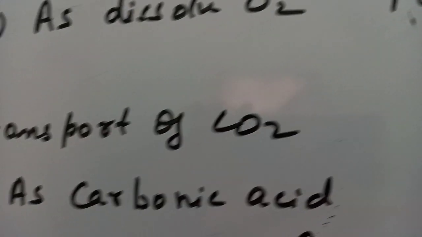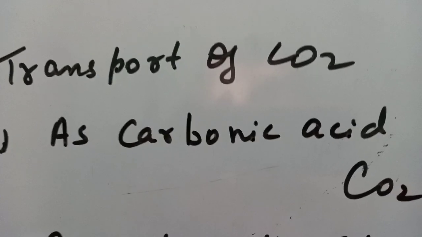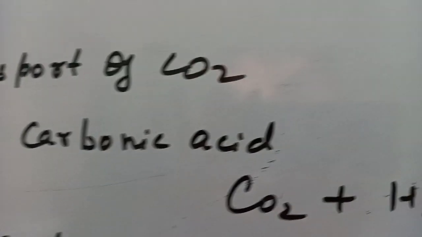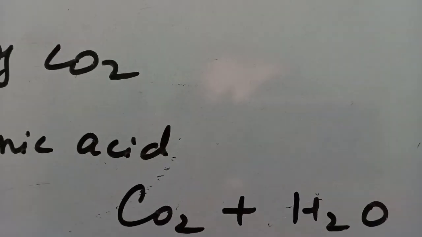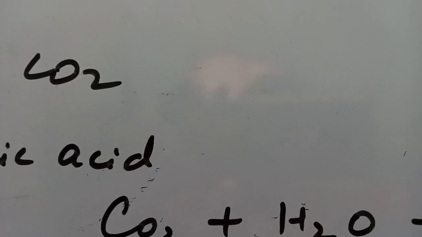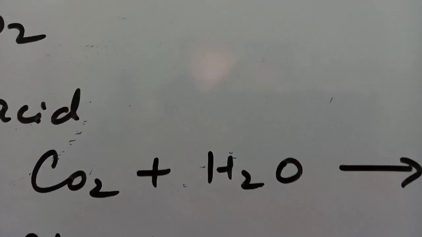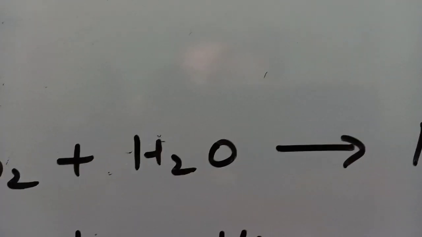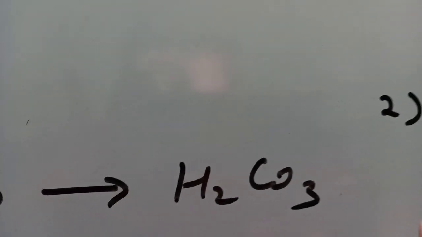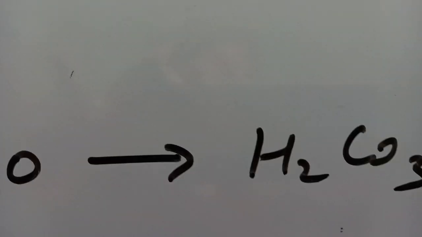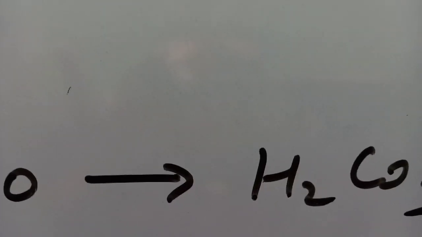The second gas that has to be transported is carbon dioxide, and carbon dioxide is transported as carbonic acid. That is, 7% of carbon dioxide is transported in plasma as carbonic acid, because carbon dioxide mixes with water that is present in plasma and forms carbonic acid, and in this form only 7% of carbon dioxide is transported.